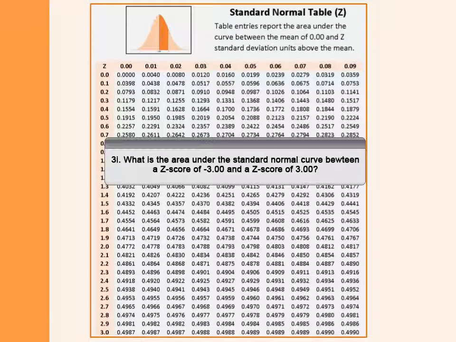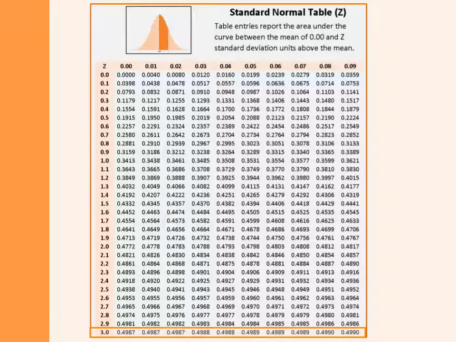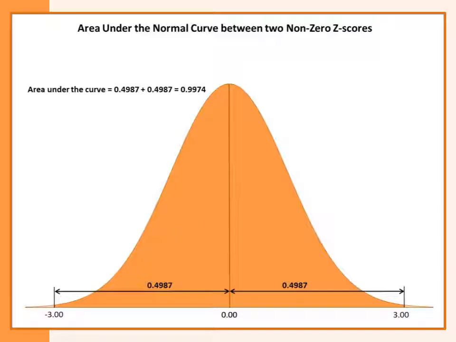For the last problem in this set, we are to find the area under the standard normal curve between a z-score of minus 3 and a z-score of 3. Looking up a z-score of 3.0, we see that the area between a mean of 0 and a z-score of 3.0 is 0.4987. Placing both z-score values onto our standard normal curve, we see that 0.4987 proportion of the curve falls between the mean of 0 and a z-score of minus 3, and 0.4987 proportion of the curve falls between a mean of 0 and a z-score of 3.